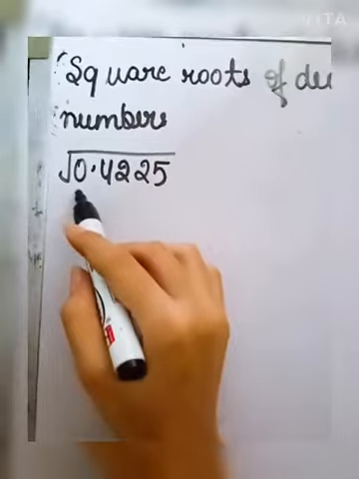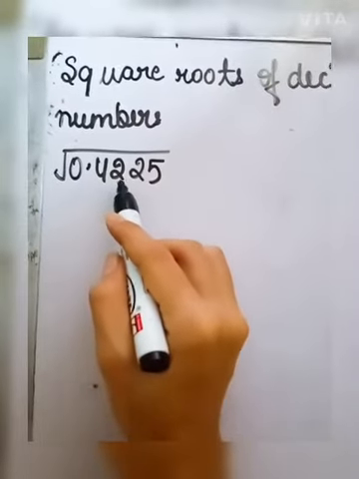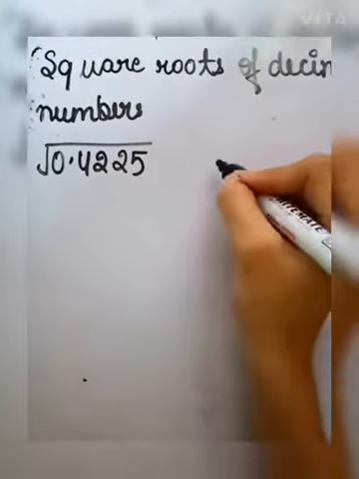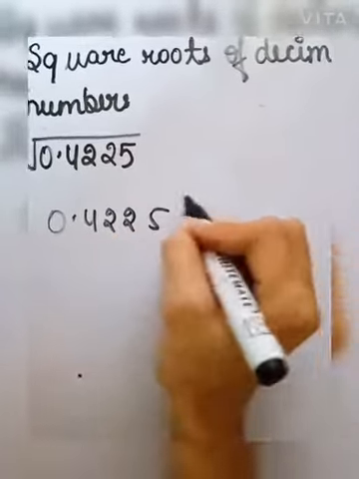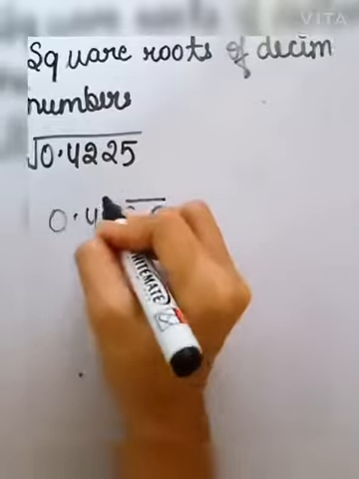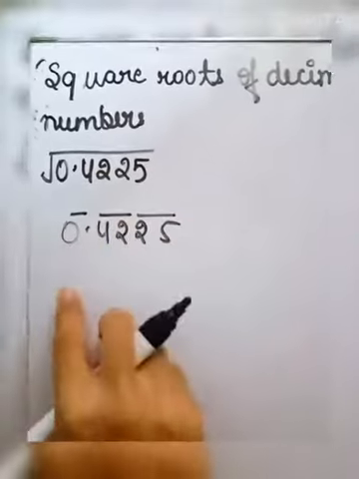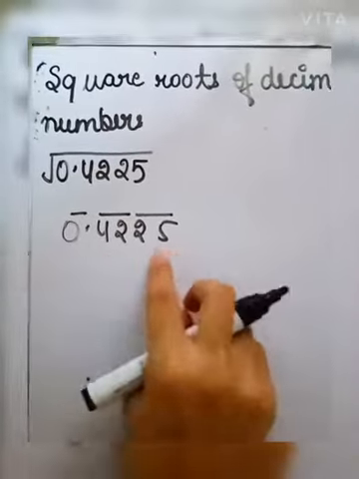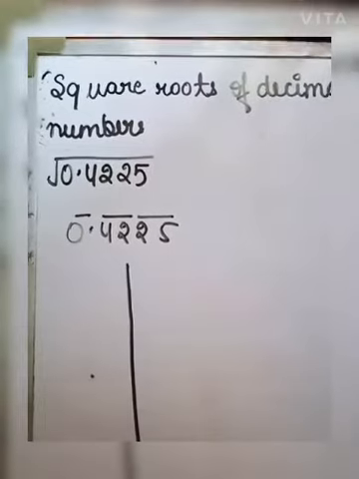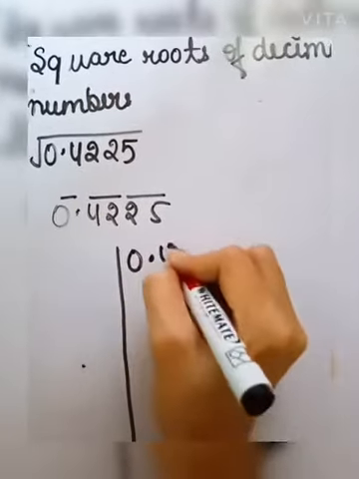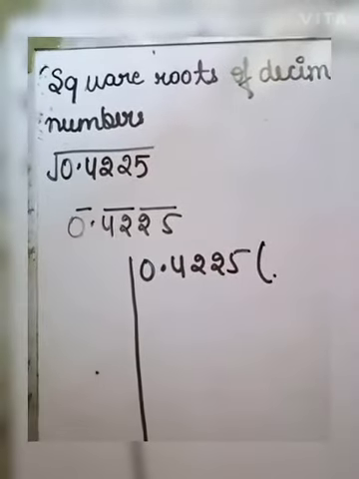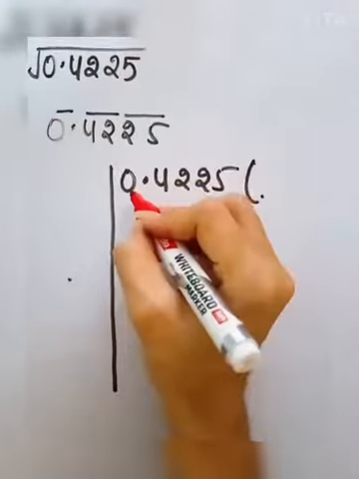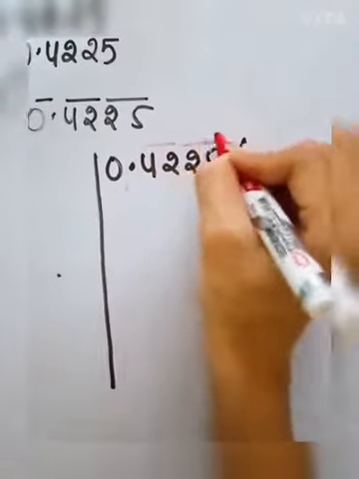In this question, find the square root of 0.4225. First, what we do is grouping. First make the pair from the ones place. Okay, this way we make the periods. Now divide. Do the long division method. Now think of a number whose square is equal to this group.